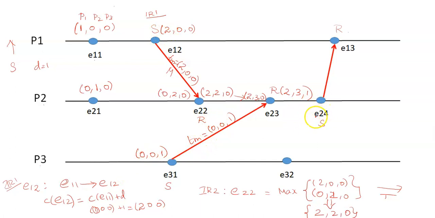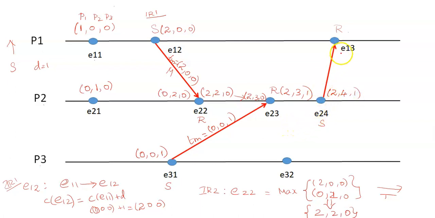And coming to E24, it is simply taking the previous timestamp, because it is not an incoming receive event, so it is as per rule 1 that E24 is calculated. E24 belongs to the second process, so 3 should be incremented to 4 and the other is kept 1.